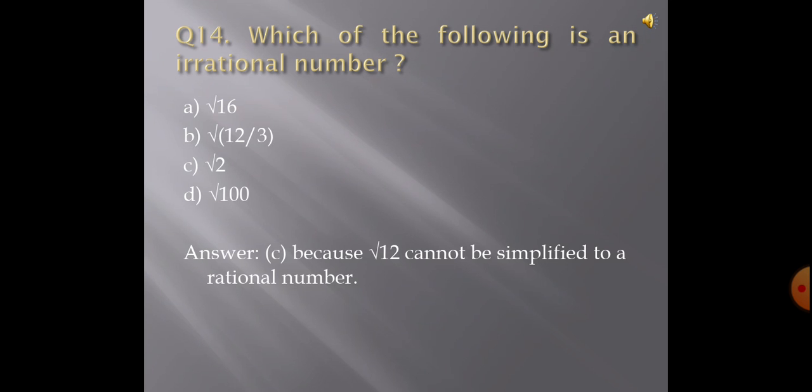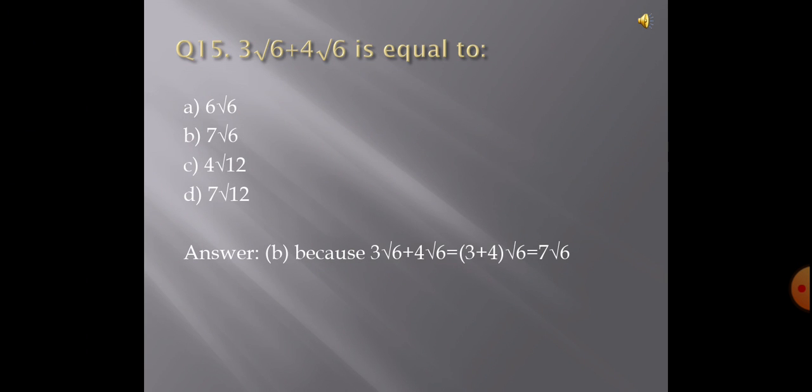Question number 14. Which of the following is an irrational number? Again you have to tell which of the following is irrational from the following options and check your answer below. Question number 15. 3 root 6 plus 4 root 6 is equals to. Now again you have to first calculate it and then take the correct answer, and I have also added the explanation with calculation below the options, so please check it out.